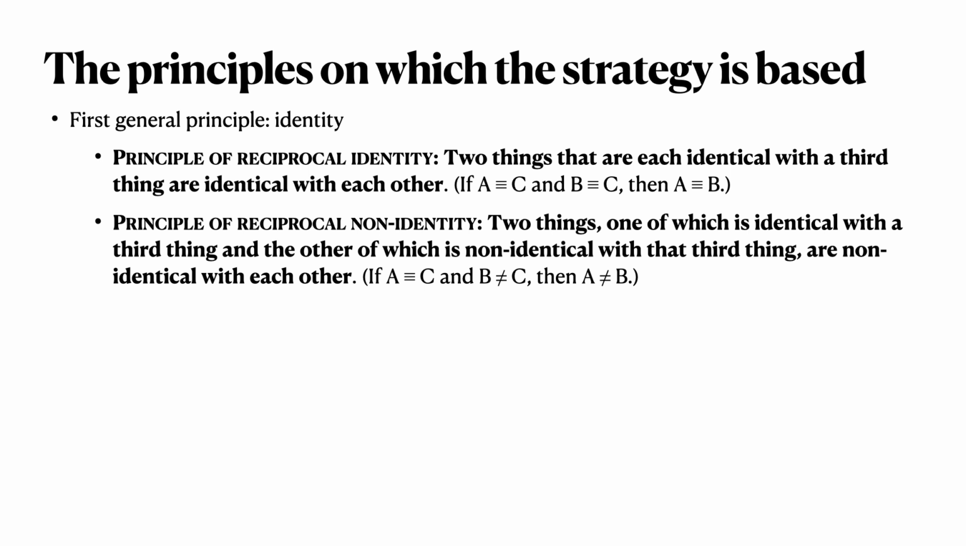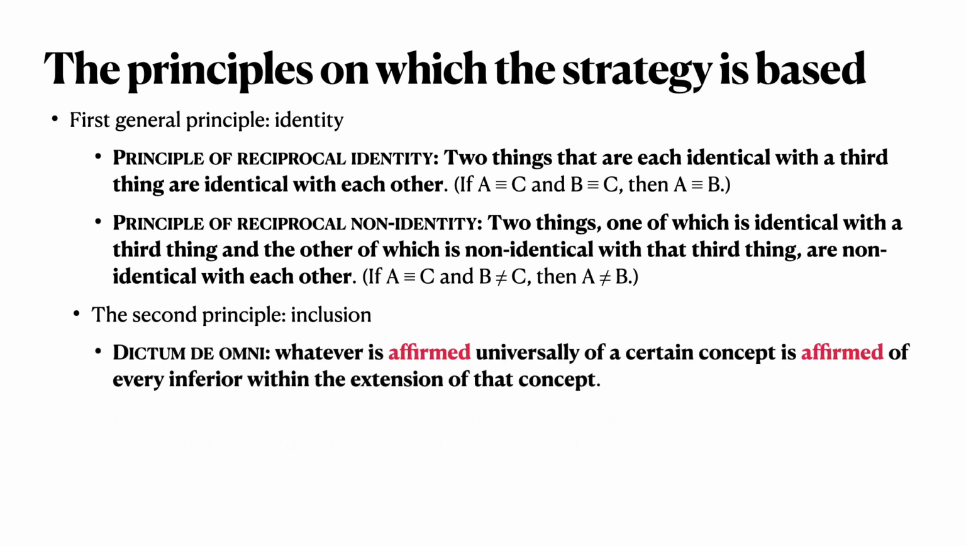I still might not know how many ounces I have or how many liters or however I'm measuring, but I would be able to tell whether they are or are not alike. That's all that the principle of reciprocal identity and the principle of reciprocal non-identity are doing. And that turns out to be a lot. It turns out to be very important to how the syllogism works. The second pair of principles here are principles of inclusion. And again, we'll take them in a pair.